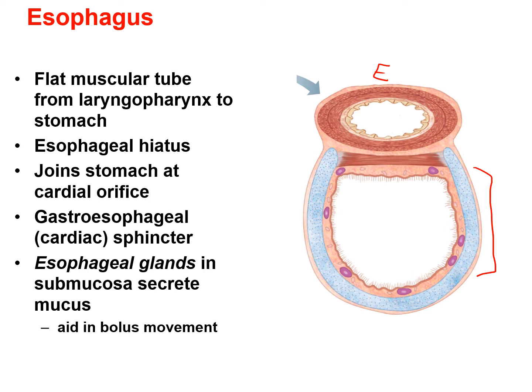The opening between the stomach and the esophagus is going to be your cardial orifice, and surrounding this orifice is going to be a gastroesophageal or cardiac sphincter. Cardiac sphincter is a thickened area of the circular layer of your muscularis externa, and when your cardiac sphincter contracts, it closes off the opening between your esophagus and your stomach. When it's relaxed, it is open and will allow food to move from your esophagus into the stomach.